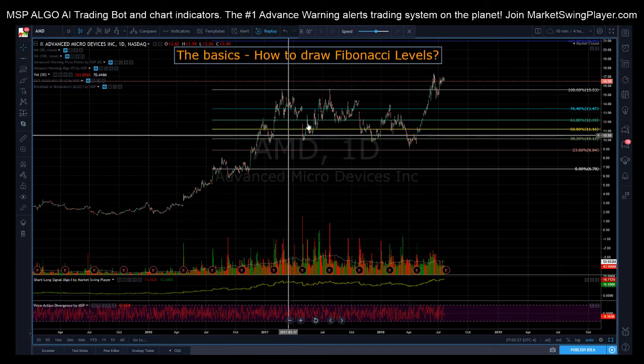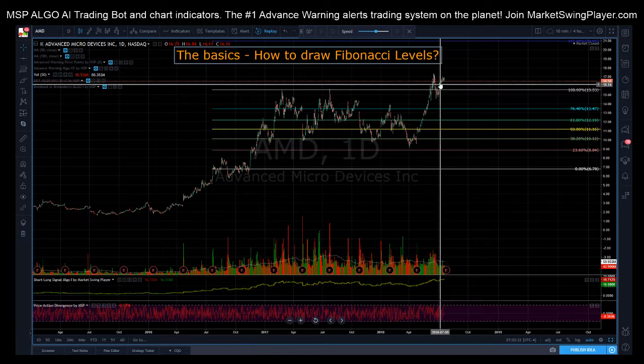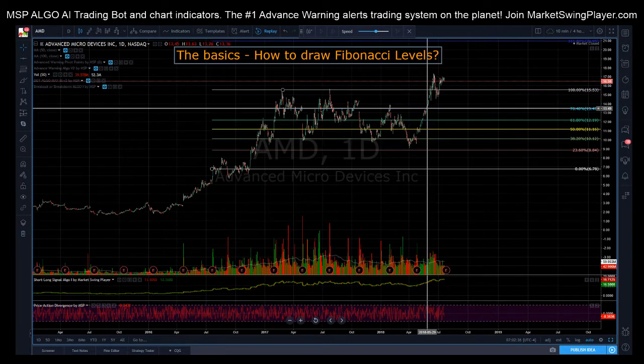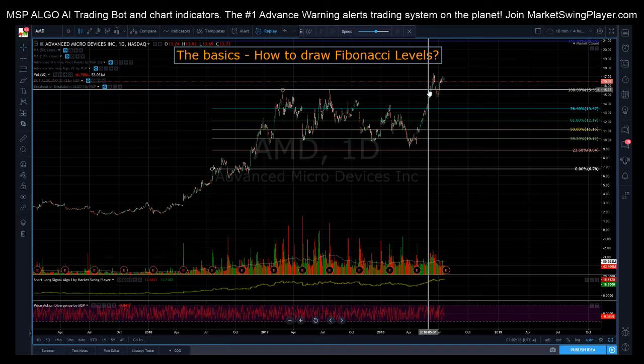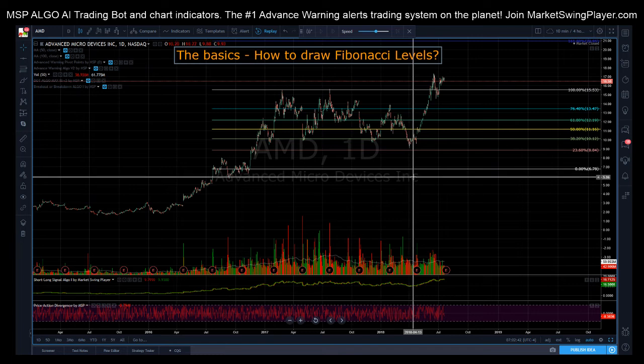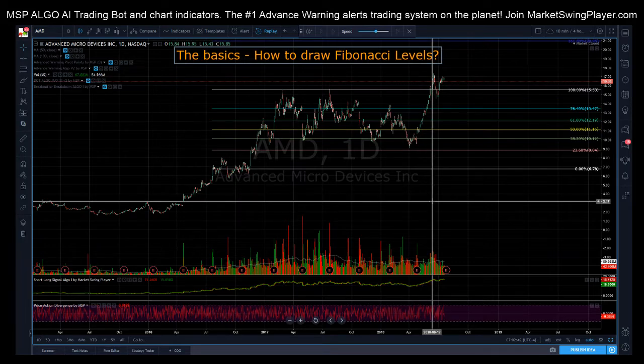So we can see prices moved along these levels. Now we see price went above. Okay, so price went above the 100%. So the main ones to focus on is the 50%.